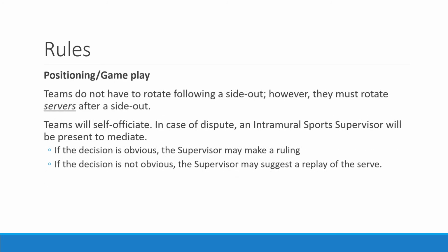Following a side out, teams do not have to rotate each player on the court. However, they must rotate servers. Teams will self-officiate, and in case of a dispute, an intramural sports supervisor will be present to mediate. If the decision is obvious, the supervisor may make a ruling. If the decision is not obvious, the supervisor will suggest a replay of the serve.